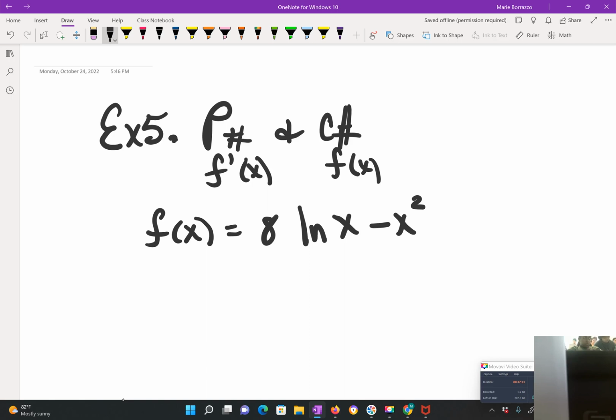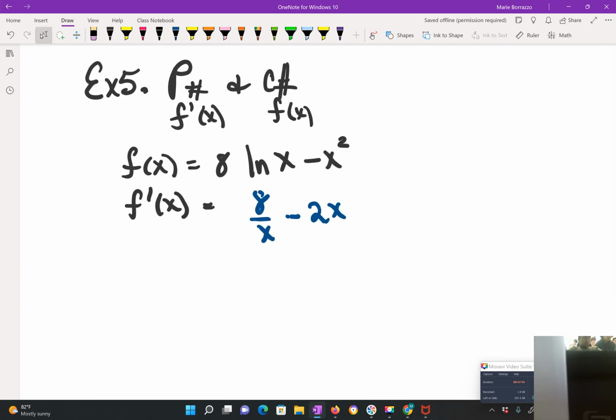The first thing we need to do is find that first derivative. I'm seeing some people just waiting for me. You ready for me? You ready? So this should have given you 8 over x minus 2x. That's your original result.